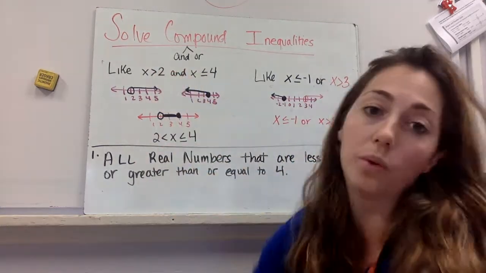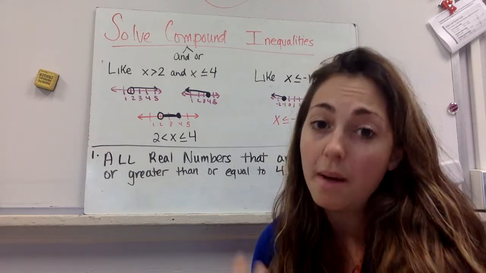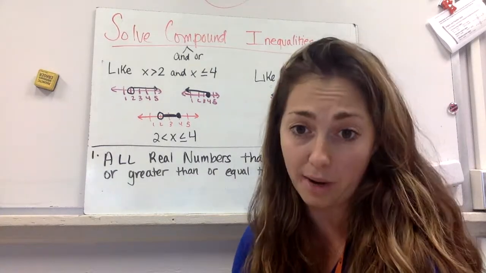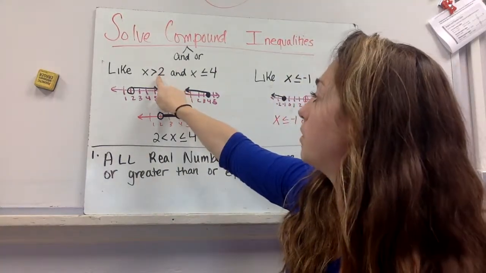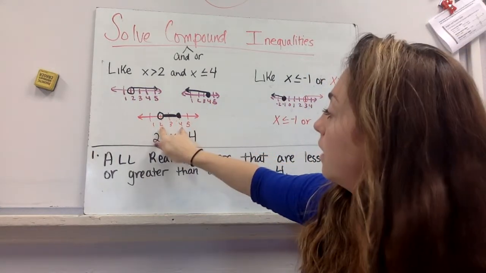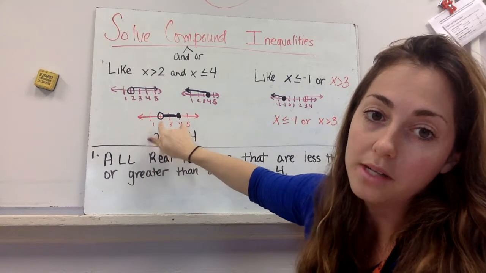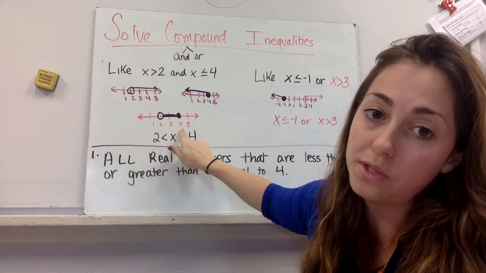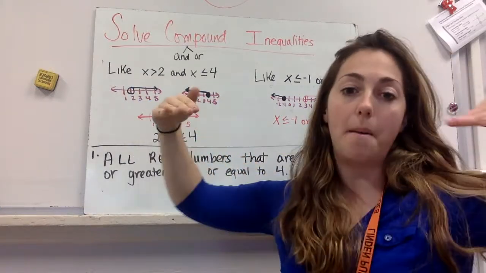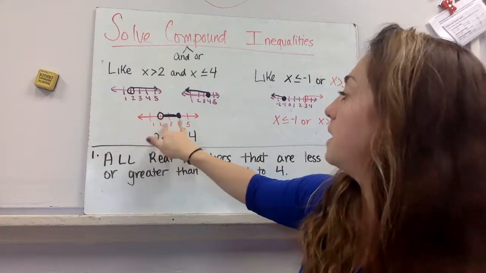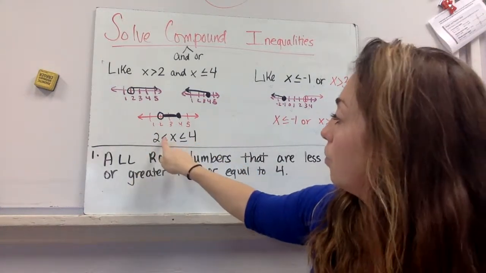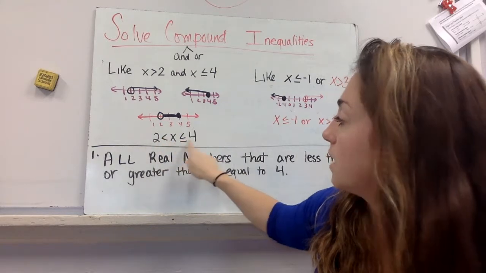Now, if I need both, it needs to be more than 2, but less than or equal to 4. Well, there's only a small amount of numbers that are both and, right? We need the and. So all the values that are more than 2, but less than or equal to 4 is between 2 and 4. So I have an open circle at 2, a closed circle at 4, and from here I'm going to the right, and from here I'm going to the left. So they kind of just merge into each other to make this small little segment here. The values of x that are greater than 2 and less than or equal to 4.